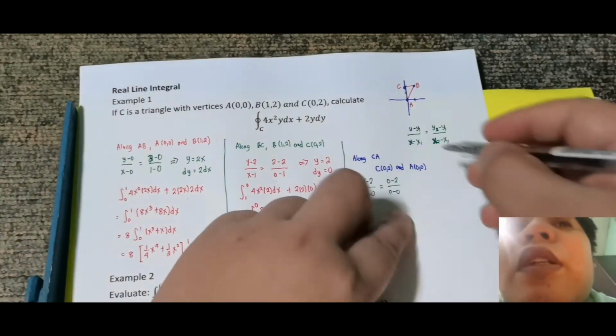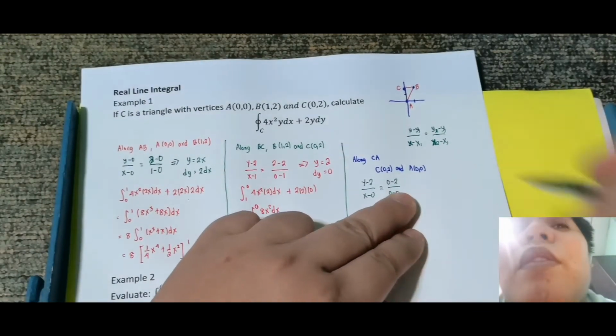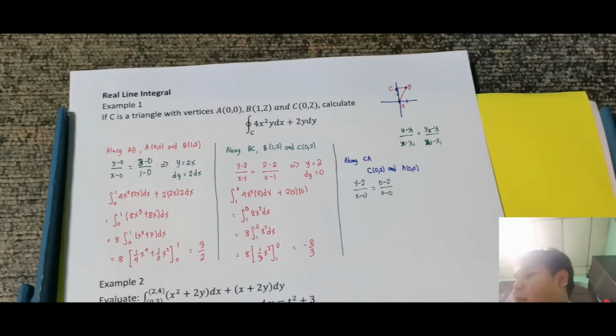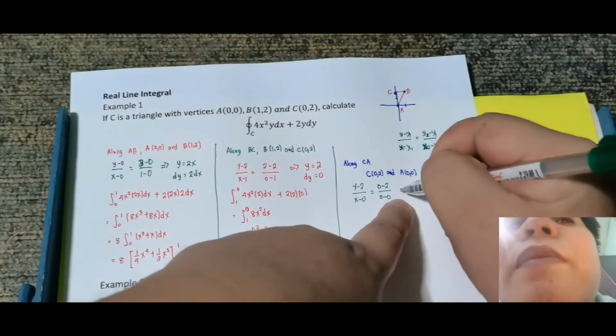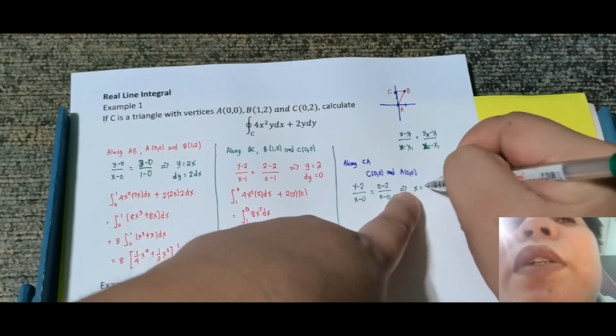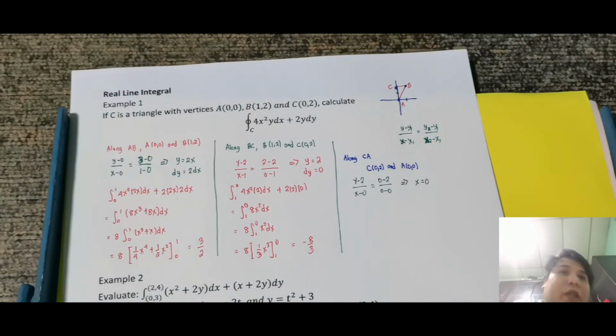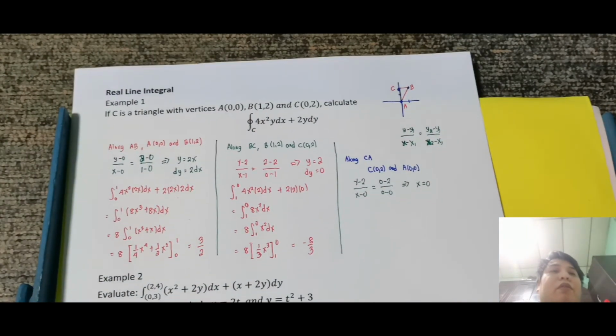Okay, so therefore, ano yung magiging equation natin dito? Equation natin dito is just equal sa x minus 0 is equal to 0 minus 2. So, simply x is equal to 0, I think. So, this is simply x is equal to 0, pag minanipulate natin. Okay, so since x is equal to 0, tama naman kasi yun yung mapupuntahan. So, punta tayo sa integral.